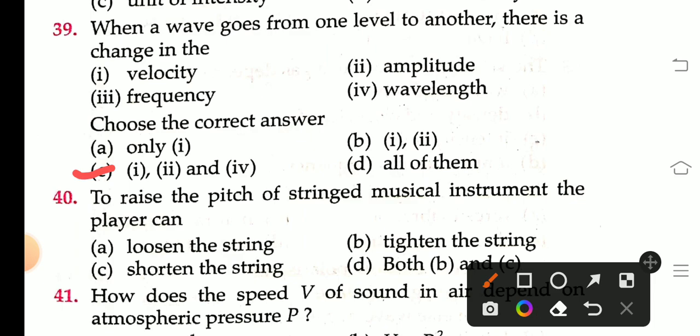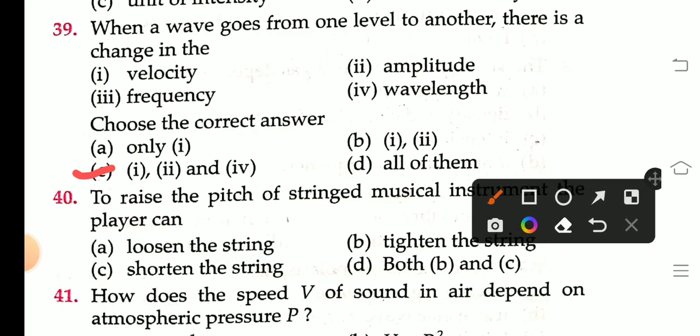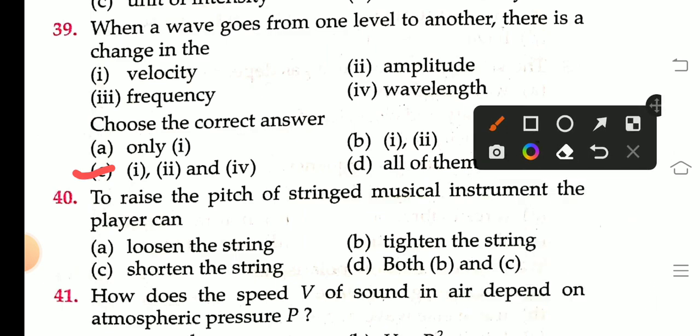Next, to raise the pitch of a stringed musical instrument, the player can. Right answer, the option D. Both B and C, means tighten the string and shorten the string.